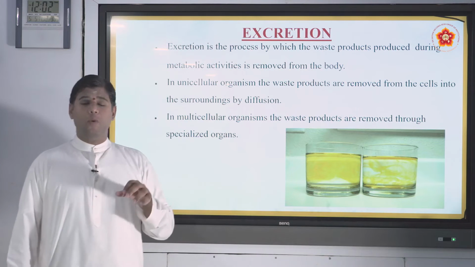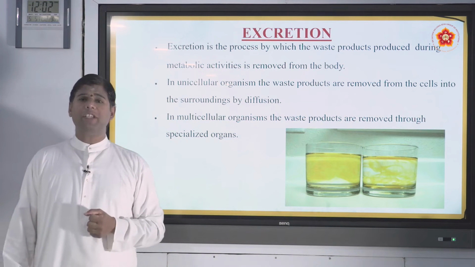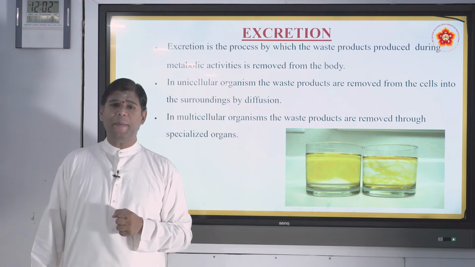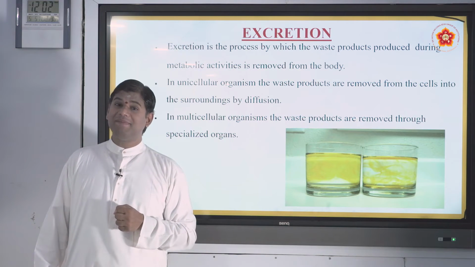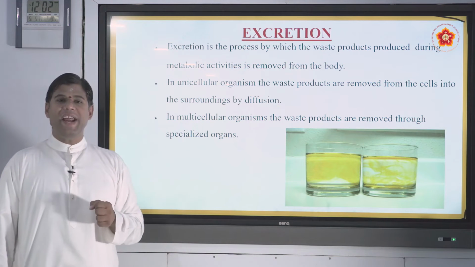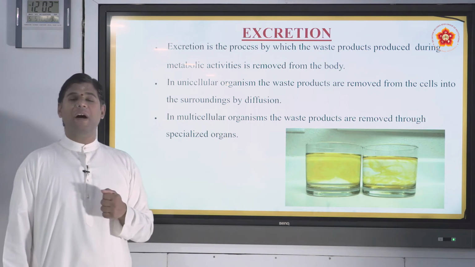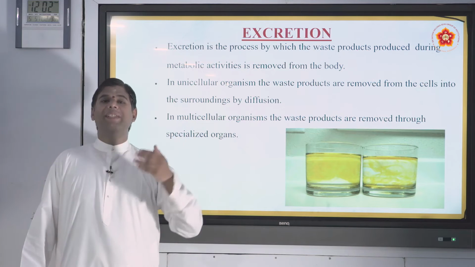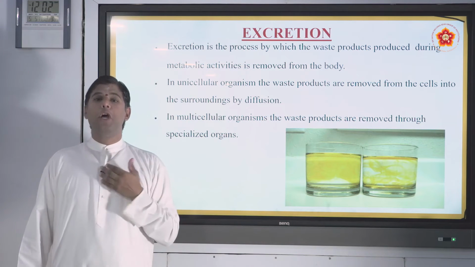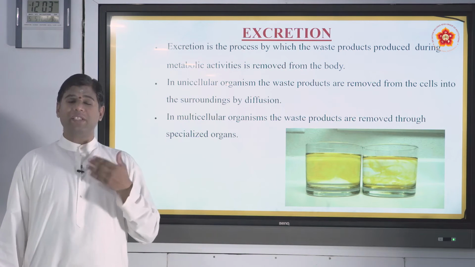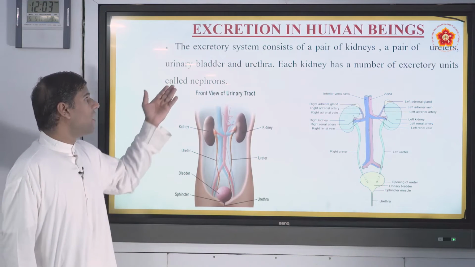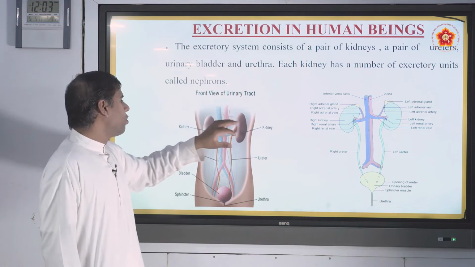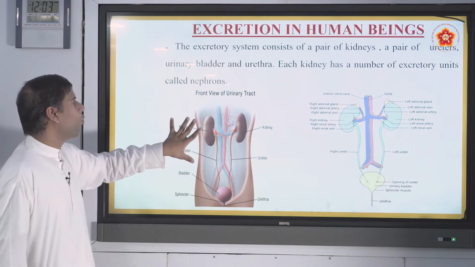Well, can you guess which organ is responsible for excretion here? Yes, it is the kidneys. The kidneys are the most important part here, which excrete so many wastes through the urinary system, the excretory system, in the form of urine. So you see this excretion in human beings. This is the excretory system in human beings.